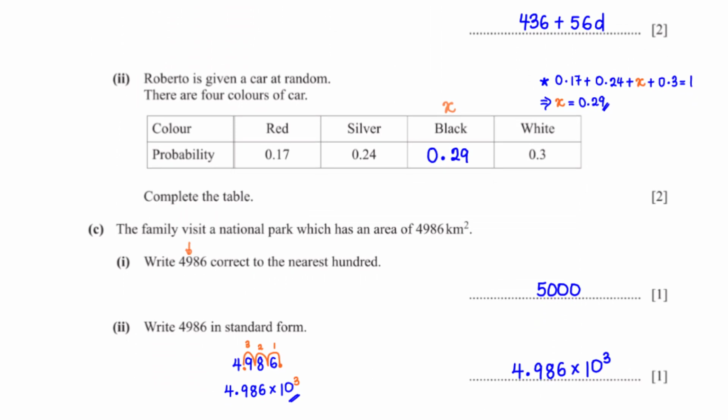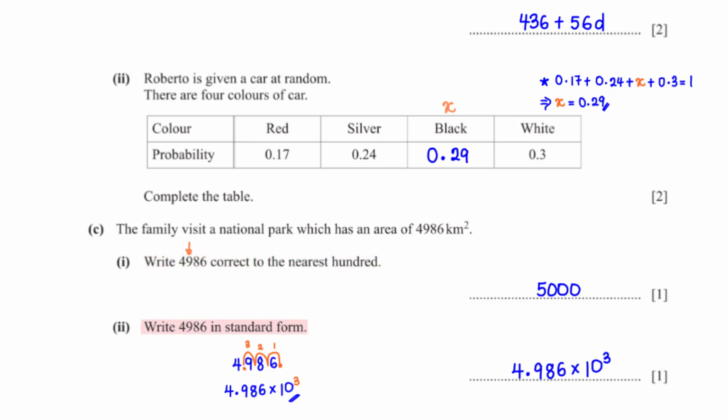The family visits a national park which has an area of 4,986 kilometers squared. Write 4,986 correct to the nearest hundred. The number in the hundreds position is 9. The number after 9, which is 8, is greater than 5, so we add 1 to 9, giving us 10. Since we got 10, we replace 9 with 0 and add 1 to 4, giving us 5. The numbers after 9 become 0, so we have 5,000 correct to the nearest hundred.